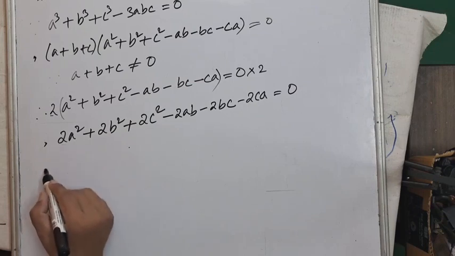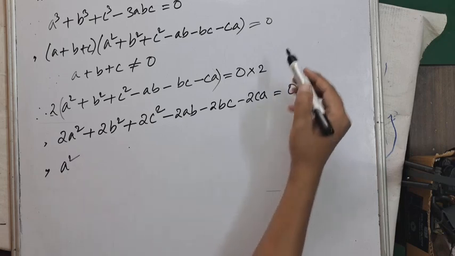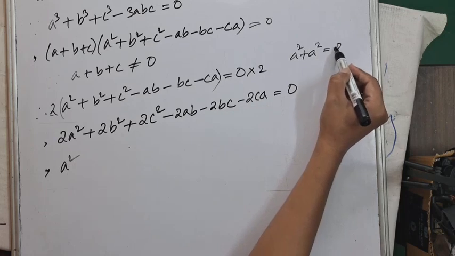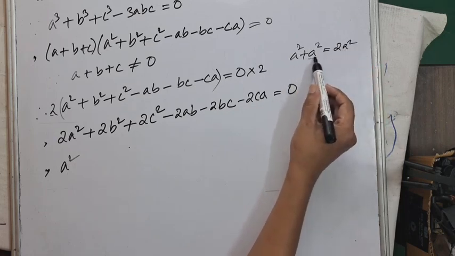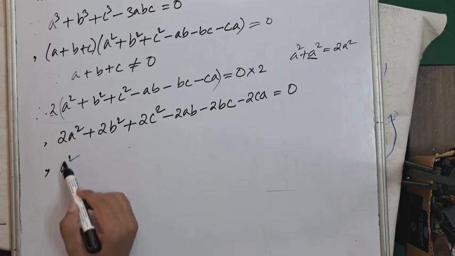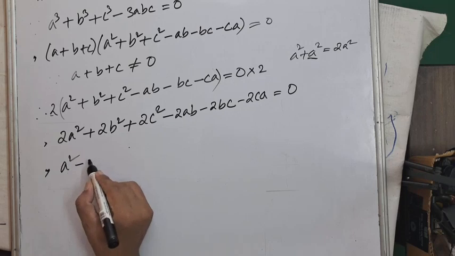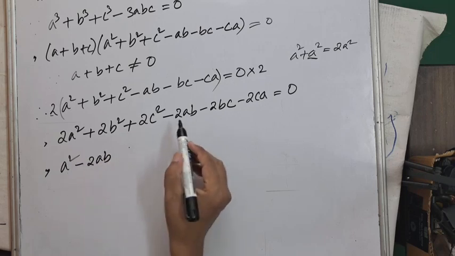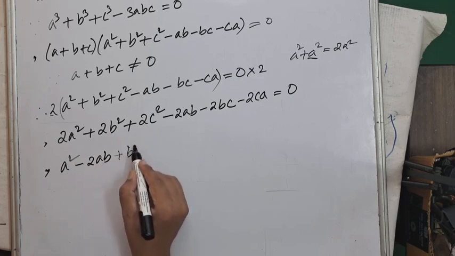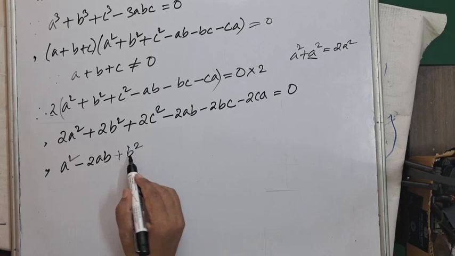Okay, so I write a square. So a square is still remaining, because a square plus a square plus a square will give us 2a square, isn't it? So I'm using one a square, so another a square is still in my hand. Okay, a square minus this 2ab, I write here minus 2ab, and then we have 2b square here, so I'm using 1b square here, so still 1b square is in my hand. Okay, so a square minus 2ab plus b square.